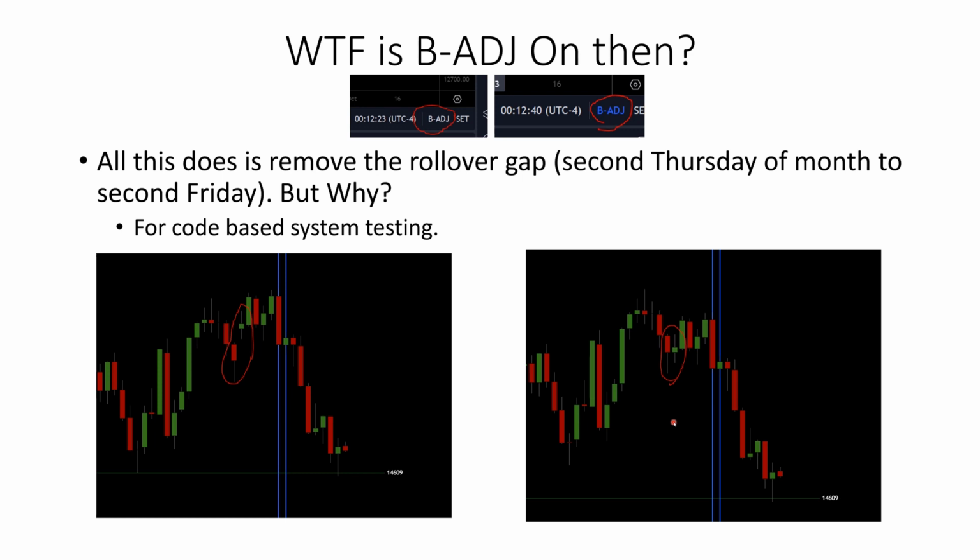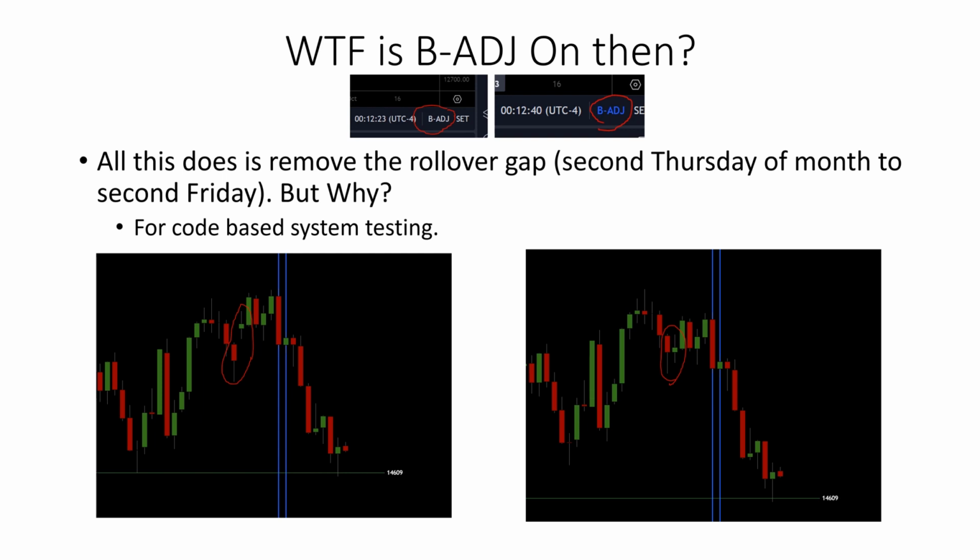Moral of the story is if you're doing any kind of long-term higher time frame backtesting that extends past the current contract's rollover date, you want to be using continuous charts with B-ADJ off. If you're only looking at price action that is within like the last few weeks and it's within that current contract's takeover date and end date, then that's fine. You don't even need a continuous chart. You can use the NQZ.